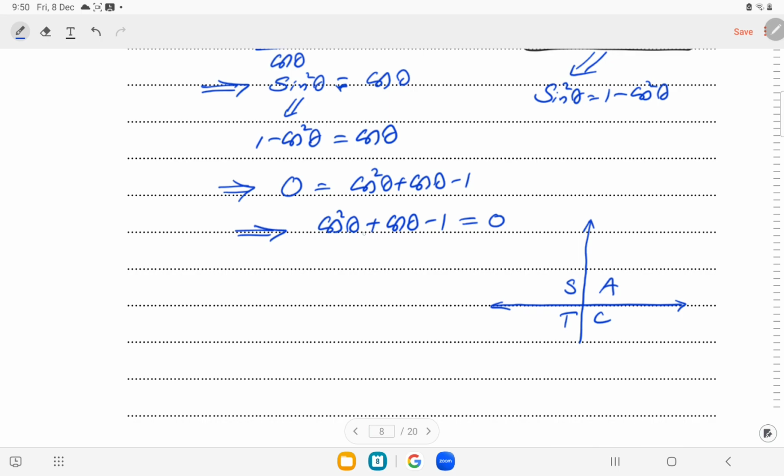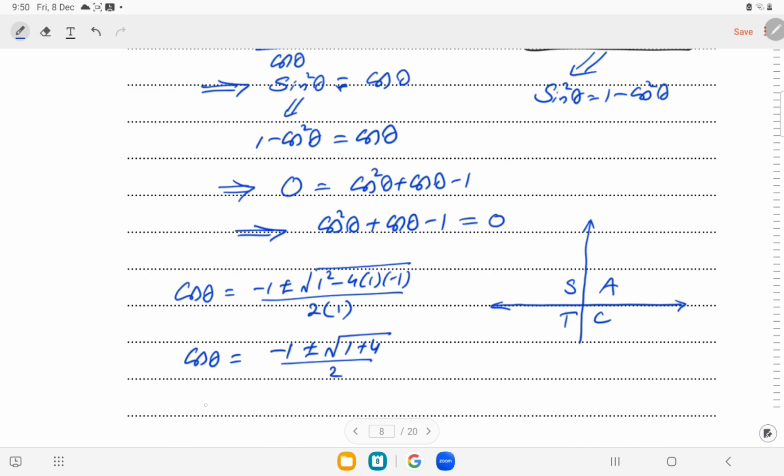Now we have to solve this. Again, you can see it is a quadratic equation in terms of cos theta. So by applying the quadratic formula here, cos theta will give you minus 1 plus minus root 1 square minus 4 times 1 times minus 1, because you are well aware of the formula. Otherwise MF19 will help you to find the formula. It will be given along with the paper. 1 plus 4 over 2, that is cos theta will be minus 1 plus minus root 5 by 2.